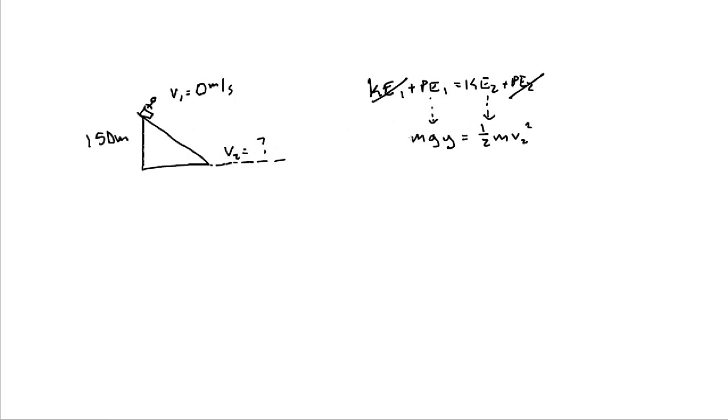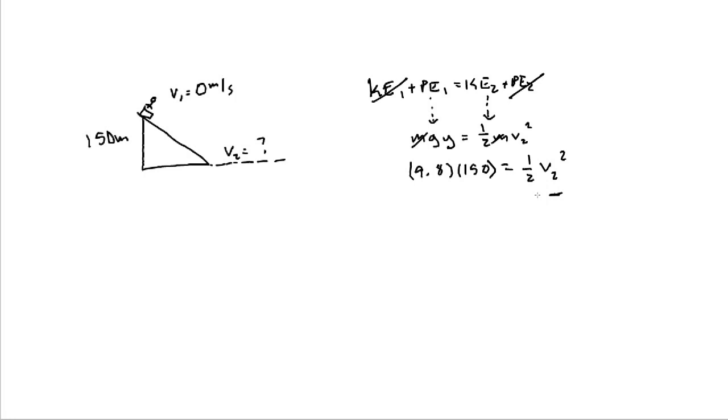So to make my life easier, I can cancel mass on both sides because I have made this a frictionless ramp. So mass doesn't matter. So now that leaves me with gravity, which is 9.8, times my y, which is 150, equals 1/2 v2 squared. So you need to solve for v2. Okay? So that's an example of a type of problem where you would utilize the conservation of energy.